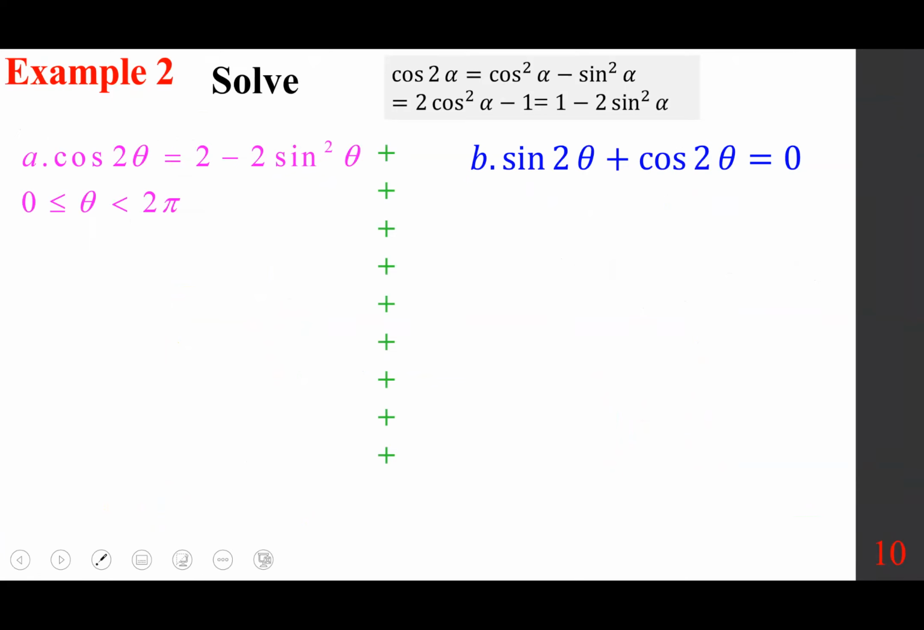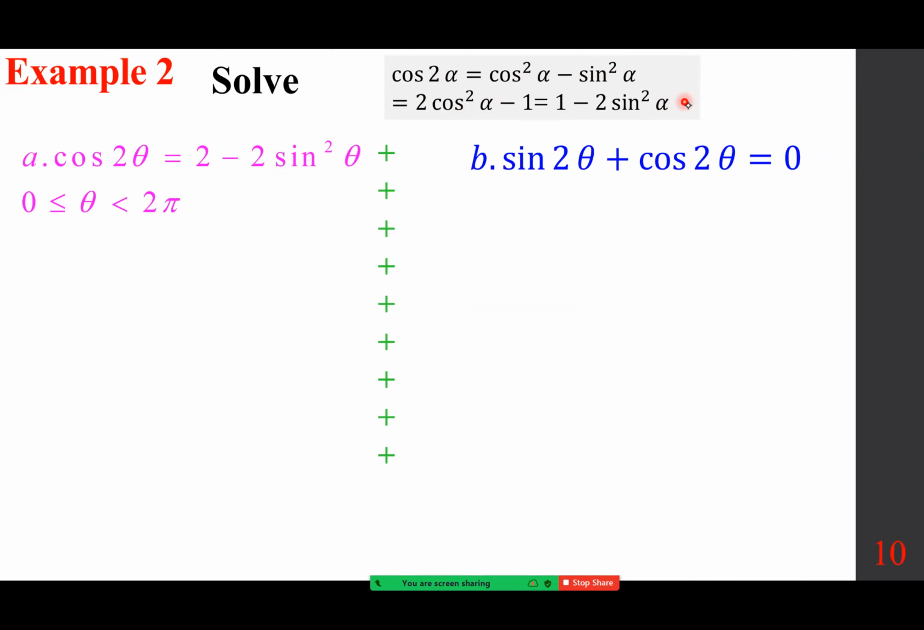Now we want to solve this equation. Cosine 2 theta is 2 minus 2 sine squared theta. Well, we know cosine 2 alpha. Alpha is a dummy variable. Could be 2x, could be 2 theta, doesn't matter. It has 3 ways of writing: cosine squared minus sine squared, 2 cosine squared minus 1, 1 minus 2 sine squared.